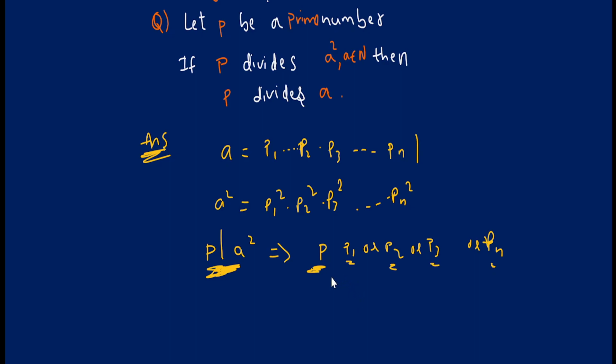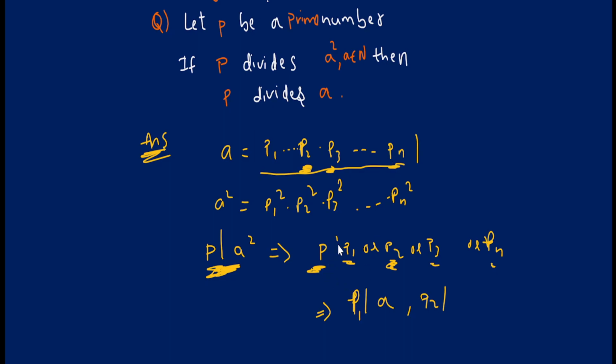So if p is one of these following, then this implies p divides a, because let's assume that p is p1. And we know that a is p1 into p2 into p3 up to so on pn. So if p is p1, then p1 divides a is true. If p is p2, p2 can also divide a. If p is p3, p3 can also divide a. If p is pn, then also p can divide a.